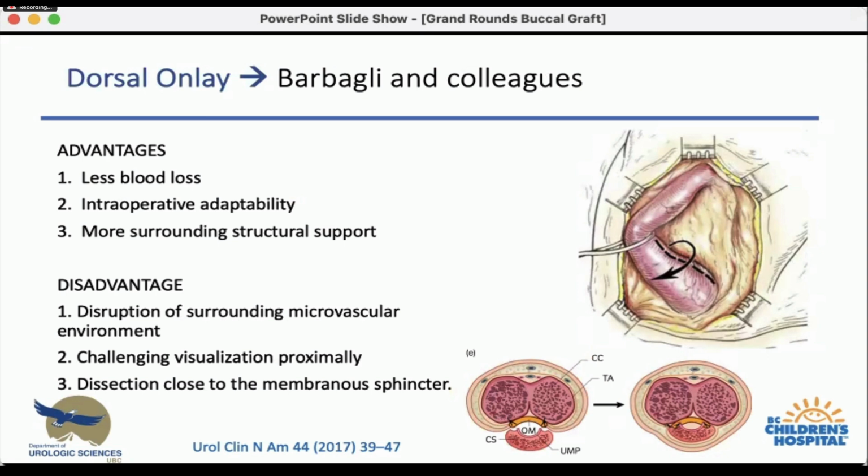Now the dorsal onlay, which was described by Barbagli and colleagues, is carried out through a perineal incision again. The bulbospongiosus muscle is divided and circumferentially isolated. We isolate the bulbar urethra. Then a dorsal urethrotomy is made through the stricture urethra, and the buccal graft is sutured to the underlying tunica albuginea of the corpora cavernosa. Its advantages are that it has less blood loss, intraoperative adaptability, and more surrounding support tissue around it. And then the disadvantages include disruption of the surrounding microvascular environment, challenging visualization for sure, and the dissection very close to the membranous sphincter.